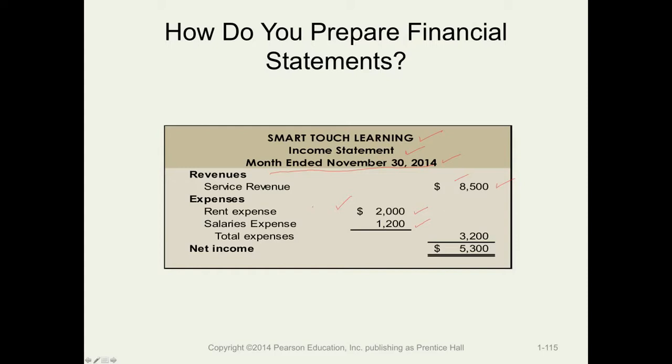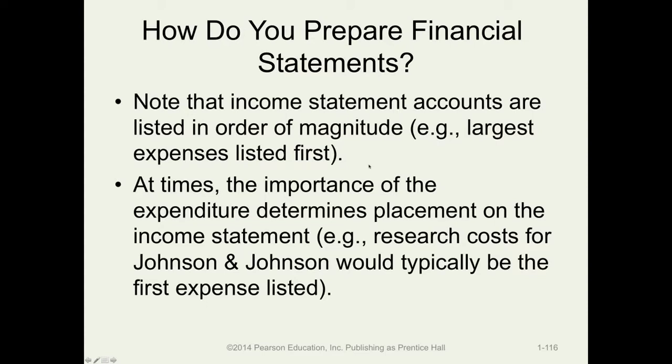Now, there are exceptions, as I said, to the size order, and those exceptions are going to be based on the importance of the expenditure. So to summarize, income statement accounts are generally listed in the order of magnitude. The largest expenses would come first, but as I said, importance sometimes plays a key role in how these expenses are placed on the income statement. So again, Johnson & Johnson and Apple would probably have a significant research cost, and it's critical to their success.